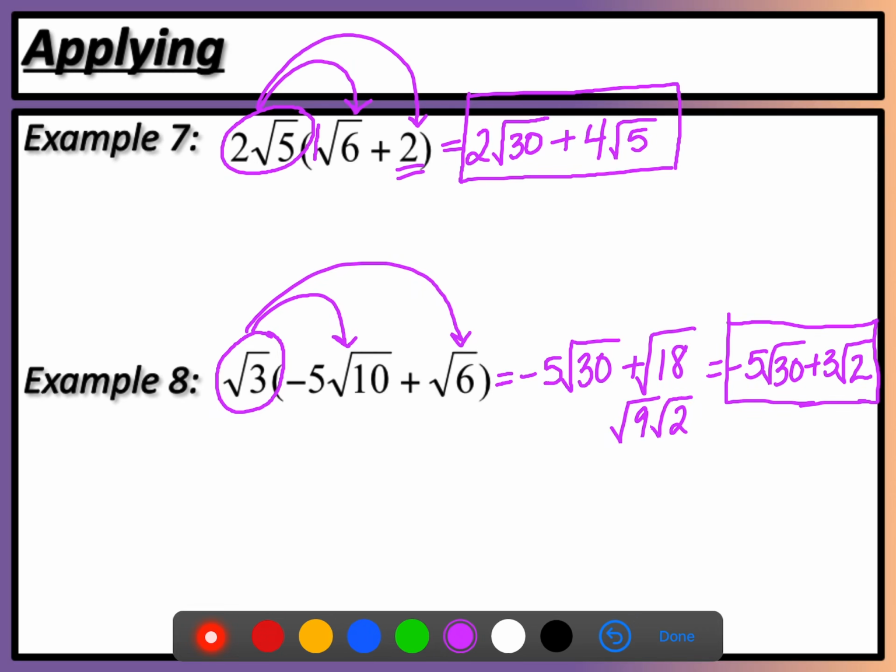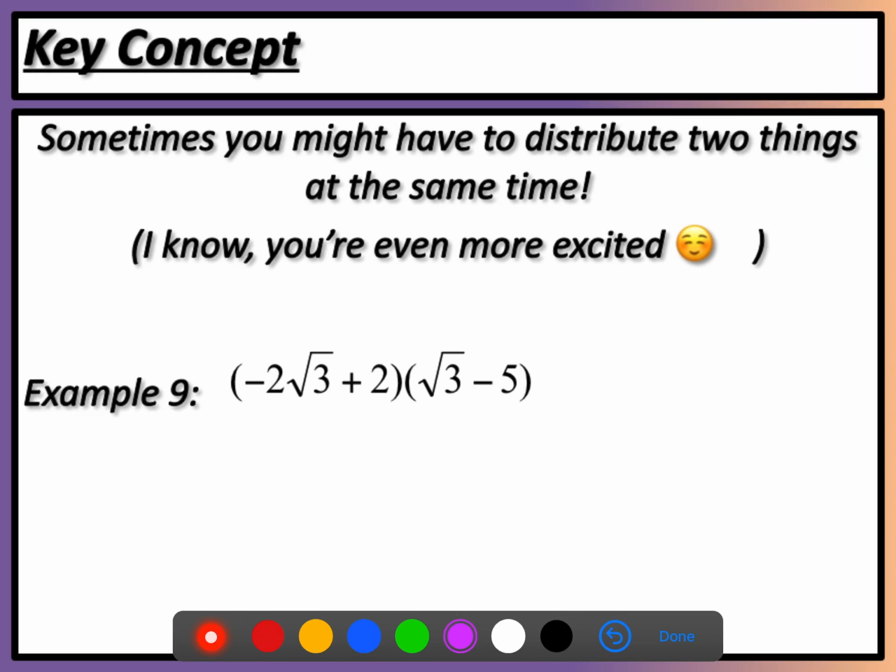Okay, one more type of problem here. We've got some foiling. So our first term is going to be negative 2 square root of 9. So we multiply those two insides together. Okay, our second term is going to be plus 10 root 3. The negative 2 and the negative 5 are both out.